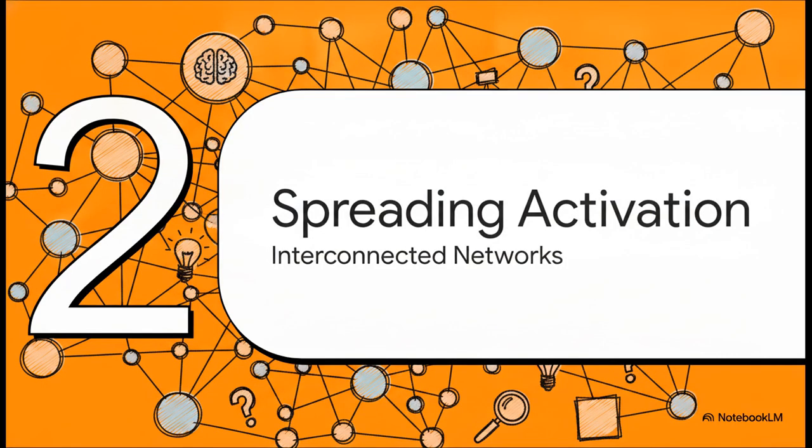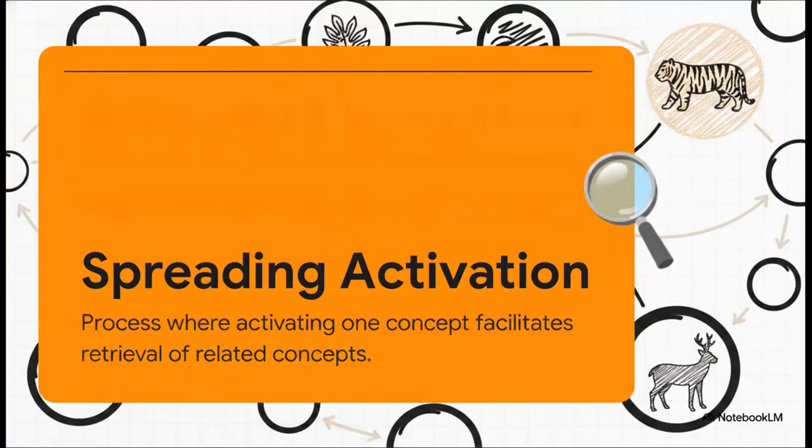Okay, moving on to Section 2. How exactly is this vast mental encyclopedia structured? Let's look at the cognitive architecture, specifically spreading activation and networks. Notice the interconnected networks we're looking at here. Semantic knowledge is absolutely not stored in isolated silos. It exists in a highly complex, associative conceptual network. Biologically and functionally, these act as nodes and links.